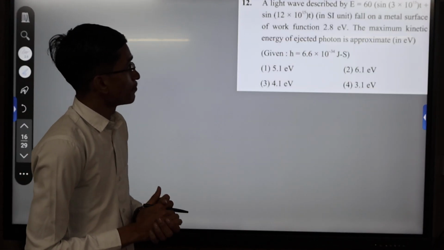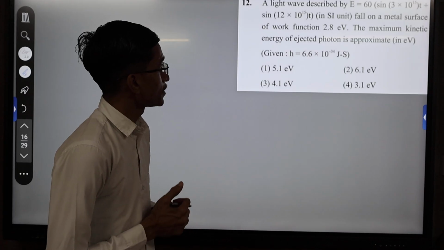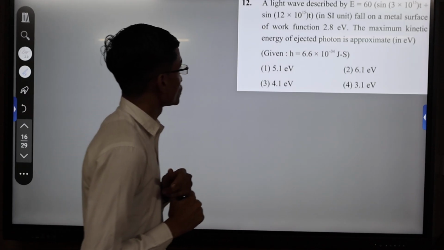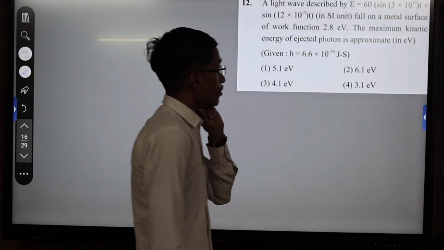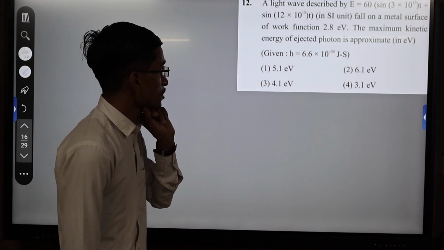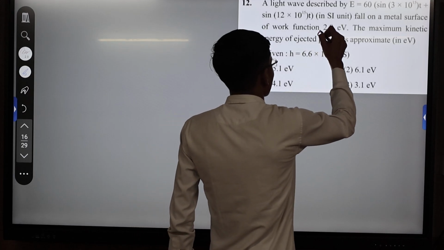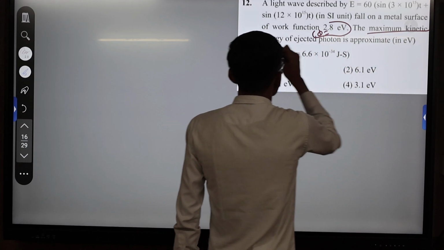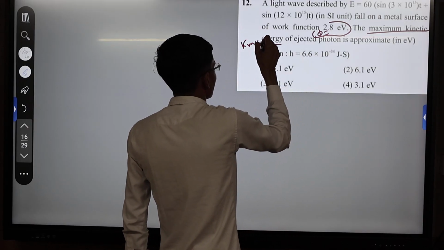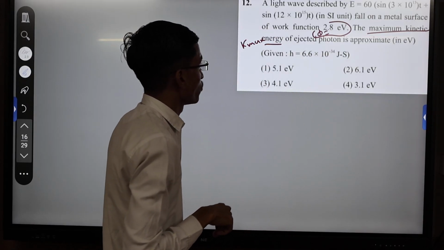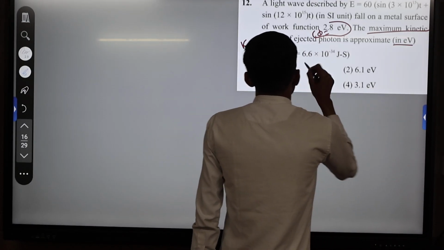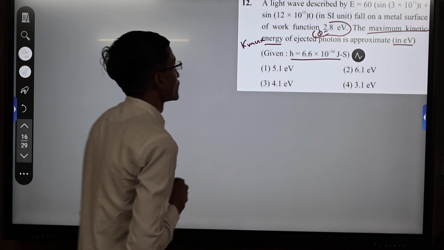A light wave described by E is equal to 60 sin 3 into 10 raised to 15 t plus sin 12 into 10 raised to 15 t in SI falls on a metal surface of work function 2.8 electron volt. The maximum kinetic energy Kmax of the ejected photoelectron is approximately how many electron volts? The value of h is given as this.